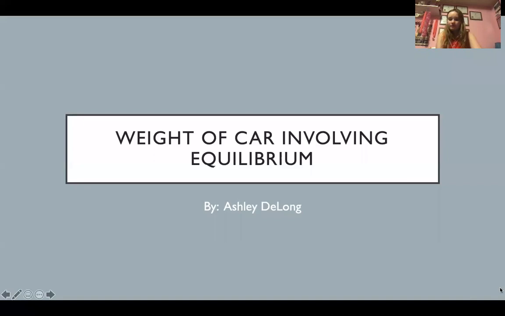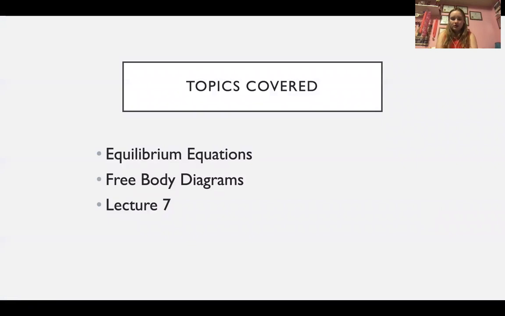The topics that I tried to cover in my problem were equilibrium equations and free body diagrams. I used a lot of lecture 7 slide notes to help guide me through and show me what I want to do for this process.